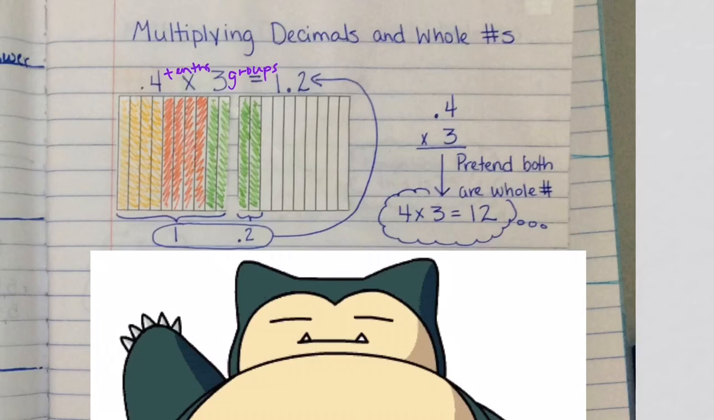So that was one way. We looked at using a picture. Now we're just going to look at the algorithm, just how to work it out. So if you have 4/10 times 3, you're going to pretend both are whole numbers. So you're going to come down here and think 4 times 3 is 12. Easy peasy. Then the next step.